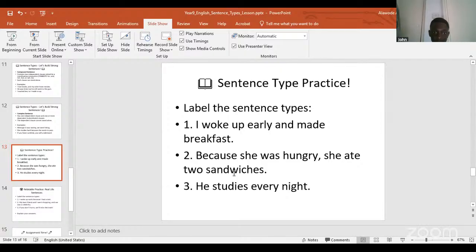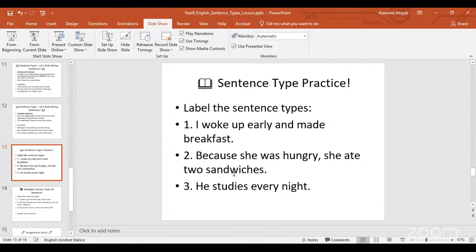Yeah, she ate 2 sandwiches. Which one is that? The dependent? Oh, but that makes sense on its own. Yeah, that's independent. So independent is the one that can stand on its own. I'm an independent woman, remember? So it means I can stand on my own. The one that cannot stand on its own is dependent. It's depending on the main clause to make sense. So because she was hungry, it's a dependent one.